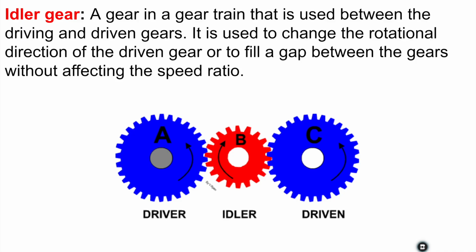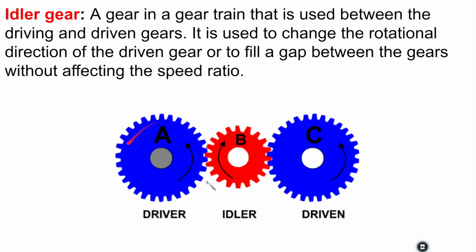An idler gear is a gear in a gear train that is used between a driving and driven gear. It is used to change the rotational direction of the driven gear or to fill a gap between the gears without affecting the speed ratio. So if you look at this particular gear, the A gear, it's going to be rotating in this direction, which is going to cause the B gear to rotate in this direction and then the C gear to rotate in this direction.